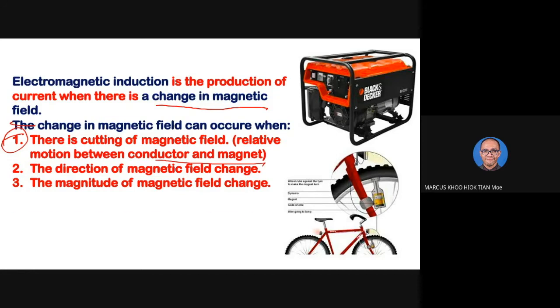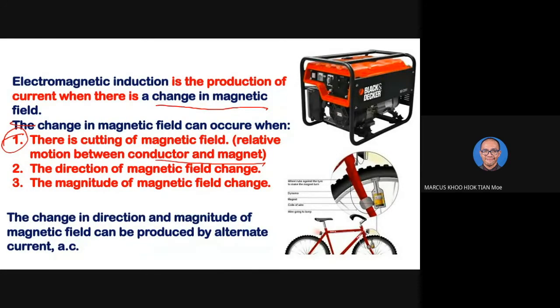So the change in direction and magnitude of a magnetic field, which is number 2 and number 3, can be produced by using an alternating current, which is AC. Okay, AC, and we will talk about this in a little while. So this one, the change in direction and change in the magnetic field, we do it by using alternating current.